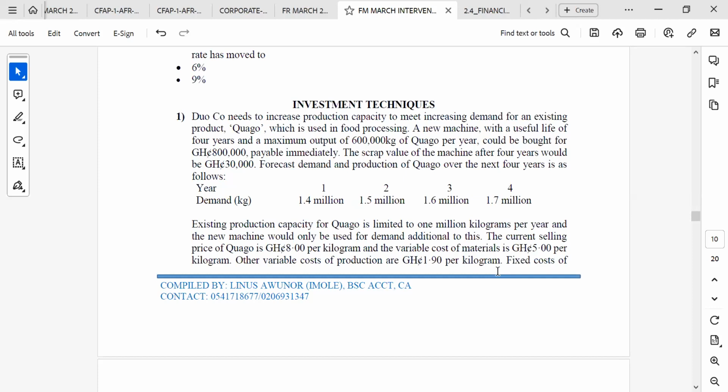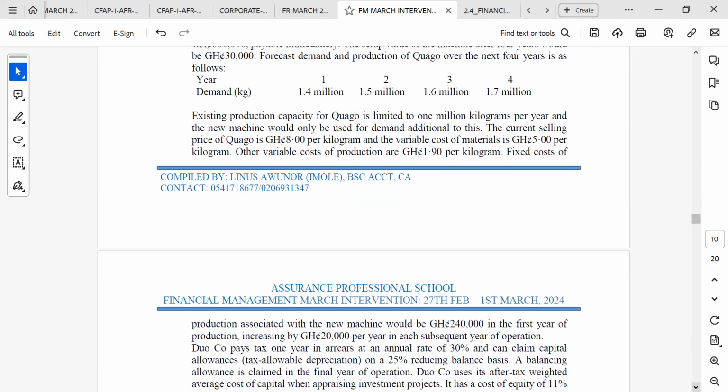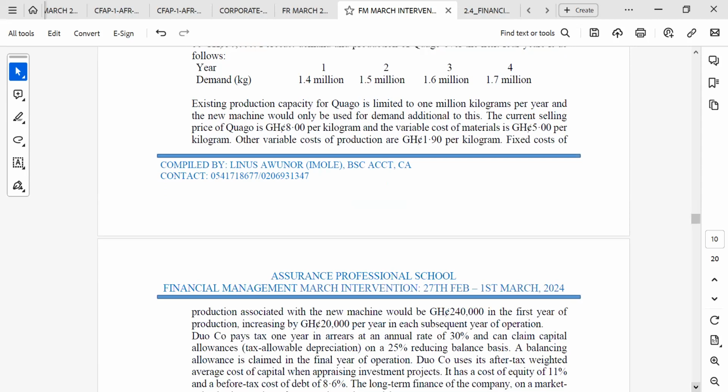Existing production capacity for Kwego is limited to 1 million kilograms per year, and the new machine would only be used for demand additional to this. The current selling price of Kwego is 8 cedis per kilogram, and the variable cost of material is 5 cedis per kilogram. Other variable costs of production are 1.9 per kilogram. Fixed cost of production associated with a new machine would be 240,000 Ghana cedis in the first year of production, increasing by 20,000 per year in each subsequent year of operation.